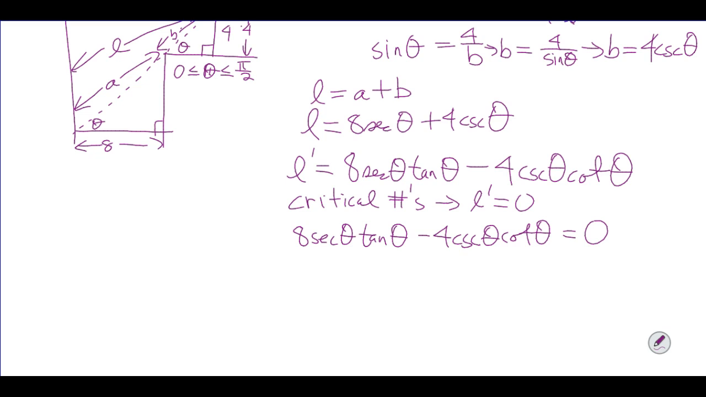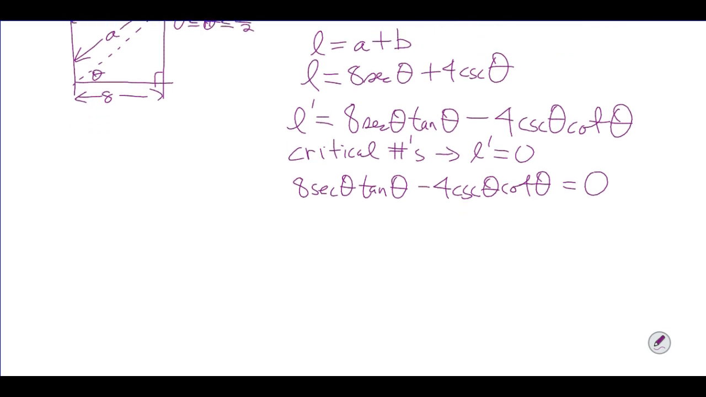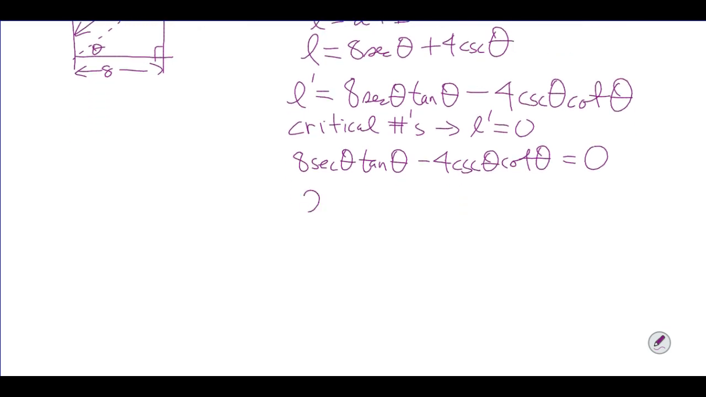Okay, what might you want to do first? You could take out a 4, right? Yeah. So this will be 2 secant theta tan theta minus cosecant theta cotan theta is equal to 0.